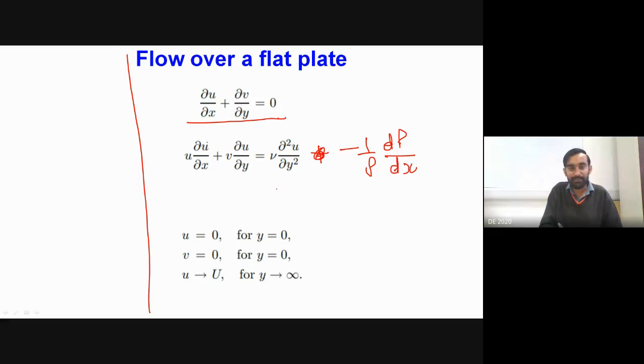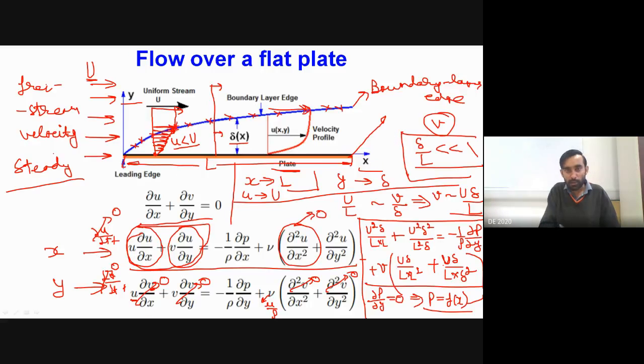Now, whatever simplified x momentum equation I have got, if I apply this simplified x momentum equation outside the boundary layer, what will happen? Outside the boundary layer, you already know we have velocity as a constant U, because within the boundary layer we have a gradient of velocity. Outside that we have no gradient of velocity, and velocity is a constant field. So here velocity is constant.